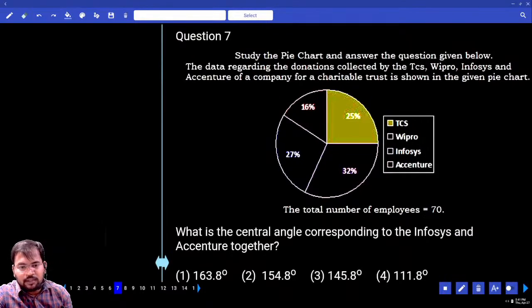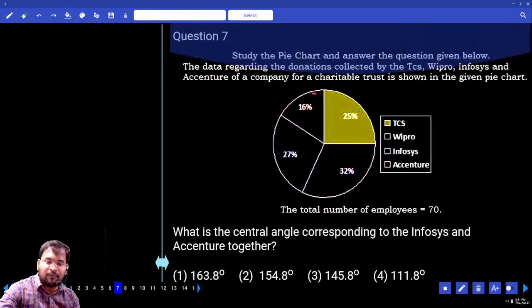See here, the data regarding the donations collected by TCS, Wipro, Infosys, and Accenture of a company for a charitable trust is shown in the given pie chart. The total number of employees is 70, but we don't bother about the number of employees. What is the central angle? Total angle is 360 degrees. So we need the central angle for Infosys and Accenture, the last two, which is nothing but 43%.